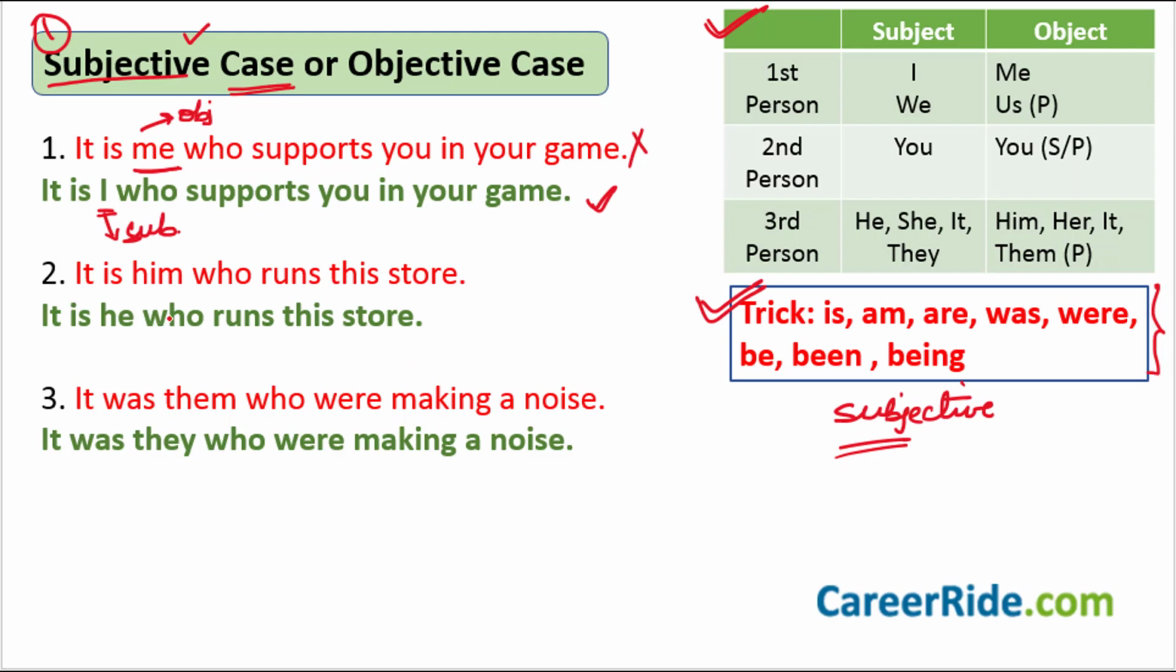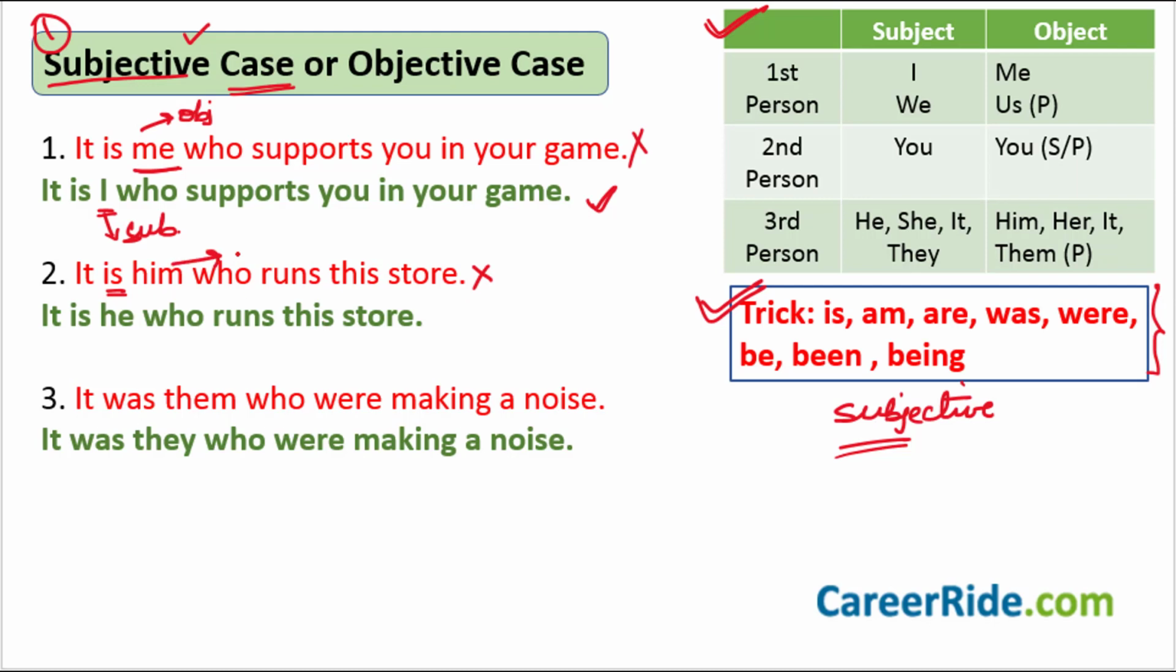Sentence number 2. It is him who runs this store. So you see, there is this word is and there is no other verb after this. There is no write, writing, like, liking, or any other verb. This is the main verb here in the sentence. So this sentence is actually wrong.